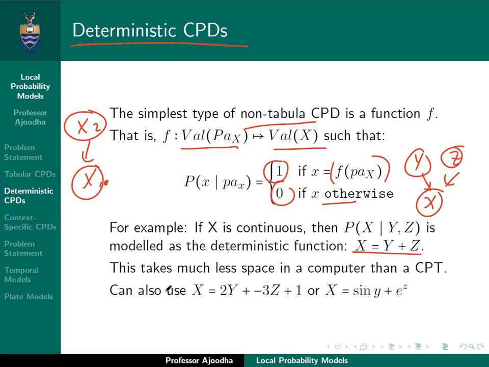We can also use other, more complex functions, such as this one here. You take the value of y and multiply it by 2, you take the value of z and multiply it by -3, and then add 1. You add those three things together, and then you end up with the value of x. So then that becomes the output. Alternatively, you can use more complicated things, like you take the value of y and put it in a sine function, you take the value of z and put it in a natural exponent, and then you simply add them up and you end up with x. So there are lots of ways of doing this. The big question is, does it do what you want it to do, right?